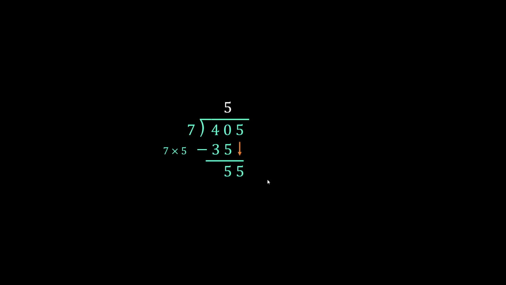And now we say to ourselves, how many times does 7 go into 55? Well, the answer is 7. It goes in 7 times. 7 times 7, down here. You don't have to write it down here, I just do it so you can see what's going on. 7 times 7 is 49. And then again, we take them away from each other, and that'll give us 6. So then we get a remainder of 6.